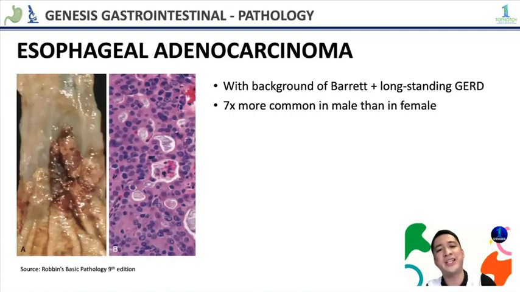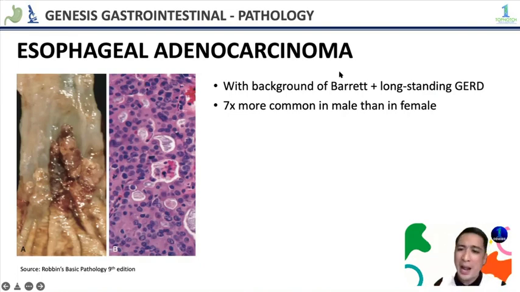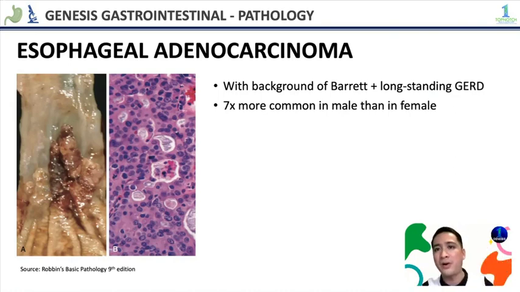So this is your esophageal adenocarcinoma. You will see here this picture from Robbins. This is an exophytic mass of esophageal adenocarcinoma. Usually this is a back-to-back glandular presentation, mucin producing. There is a background of Barrett's esophagus and long-standing GERD, and in terms of epidemiology, this is 7 times more common in males than in females.